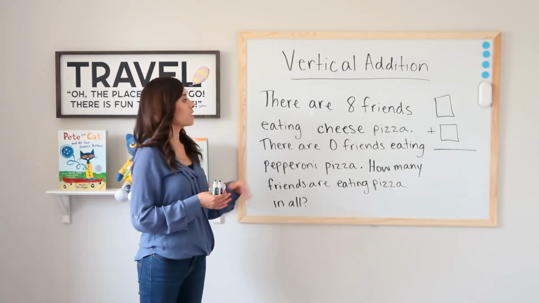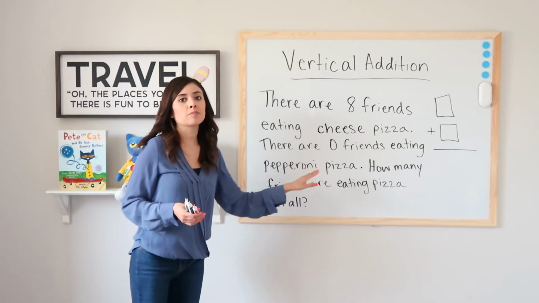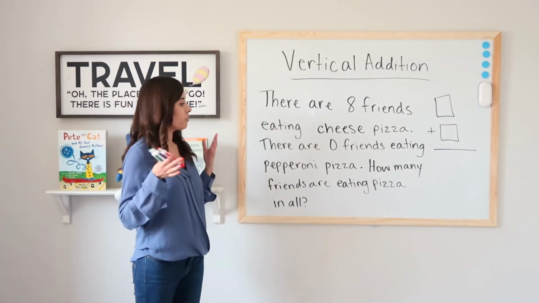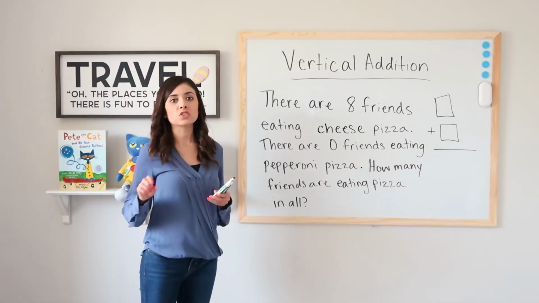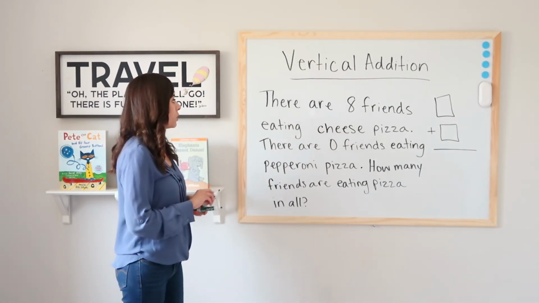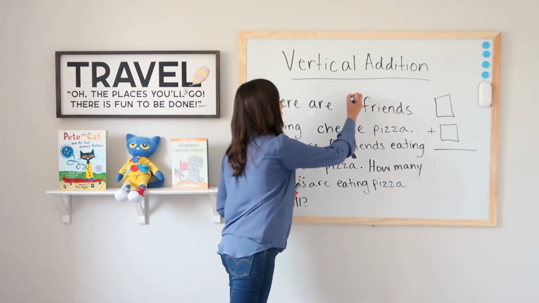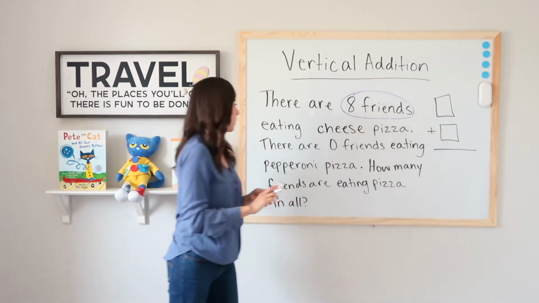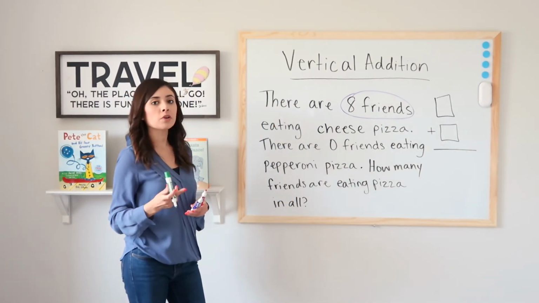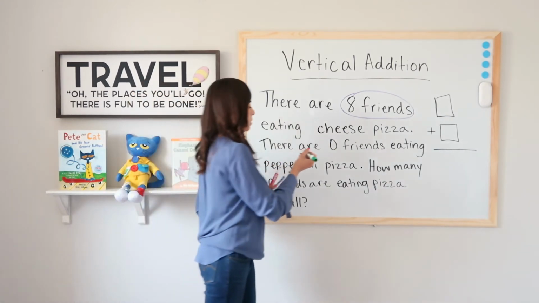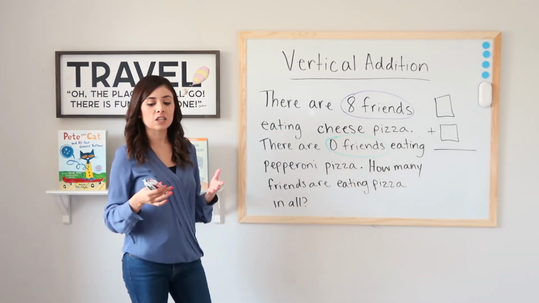Okay, time for another example. So this one says, there are 8 friends eating cheese pizza. There are 0 friends eating pepperoni pizza. How many friends are eating pizza in all? So I'm going to go ahead and circle what I already know. I know that how many friends are eating cheese pizza? 8. Very good. Let's circle 8 friends. 0 friends are eating pepperoni pizza. How many friends are eating pepperoni pizza? 0.